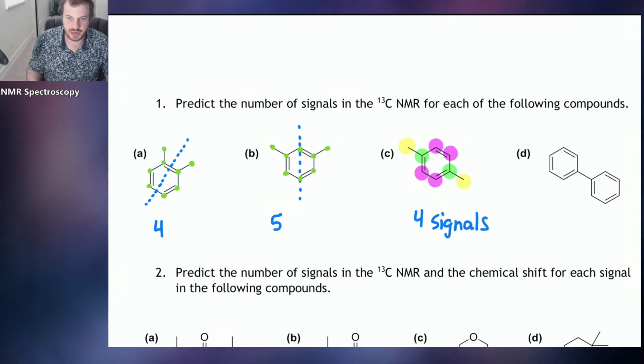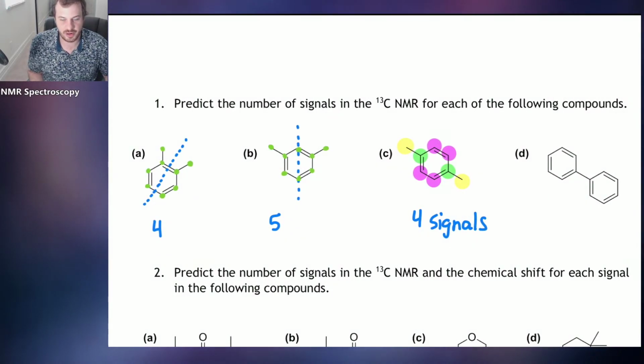All right, I'll let you try and figure out D on your own. Try and figure out the number of signals that you would expect to see from this compound. I'll give you a hint. The answer is 4. So see if you can figure out why there's 4 signals from D.